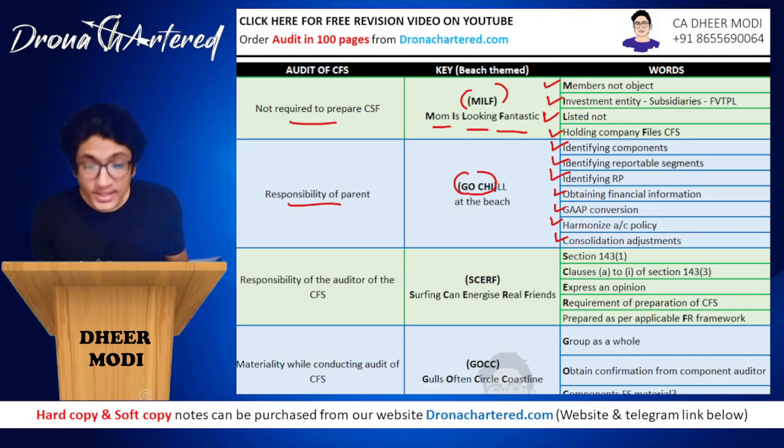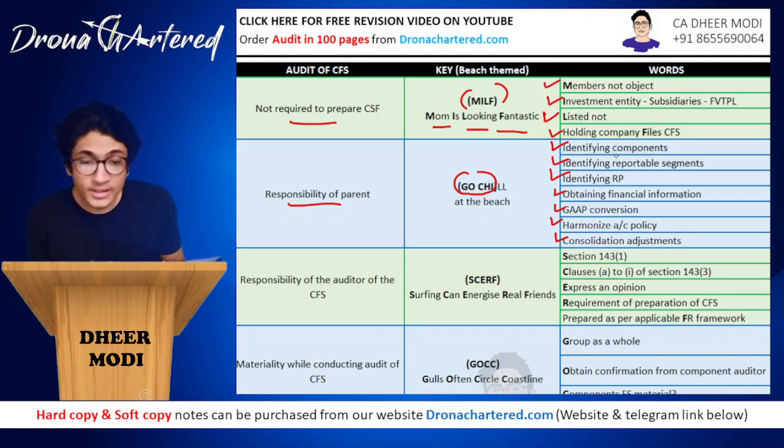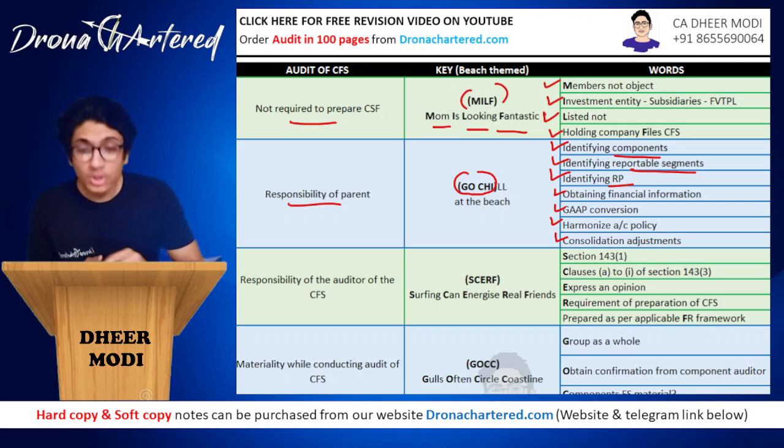So your G stands for GAAP conversion. Your O stands for obtaining financial information. Your C stands for consolidation of adjustments. H stands for harmonization of accounting policy. Then there are the identifies. Which are the three identifies? Identify components, identify reportable segments, and identify related parties. Okay, so this is your GOCHI.